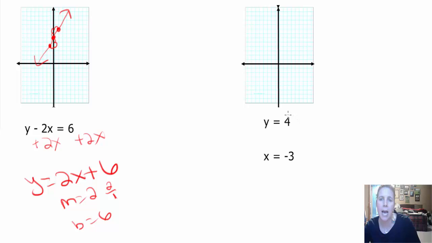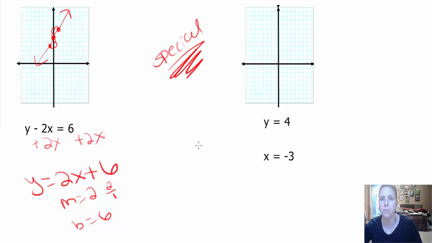Alright, now, over here, these are our special ones. Okay, so remember here, y equals 4. It means there's no x. Okay, so this right away, remember, this means our y-intercept is 4. 1, 2, 3, 4. And it goes through the y-axis. Whoops. So it's horizontal.